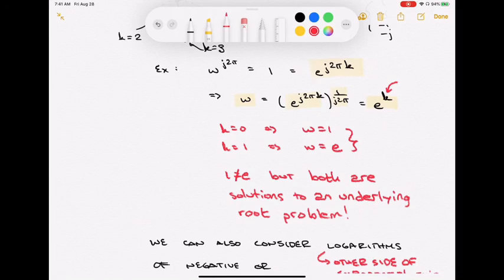So I could put in a value of k here. K equaling 0, for example, gives me a solution of w equaling 1. That was the first method that we did. K equaling 1 gave me a different solution, w equaling e. Both are solutions, both coming from that underlying root problem. It doesn't say that 1 equals e, but it does say both are solutions to an underlying root problem. So hopefully that solves that little puzzle.